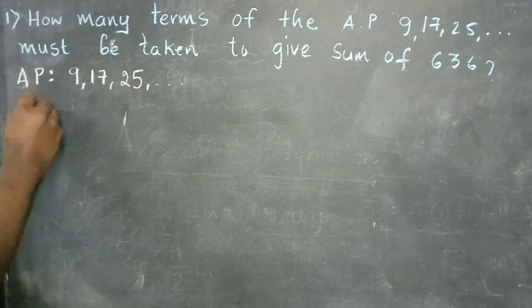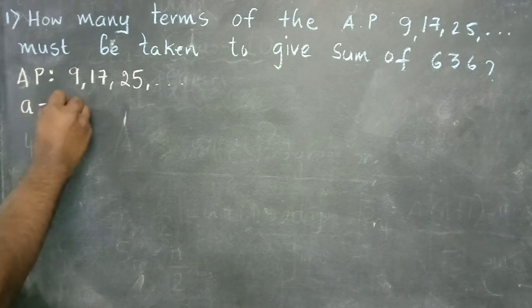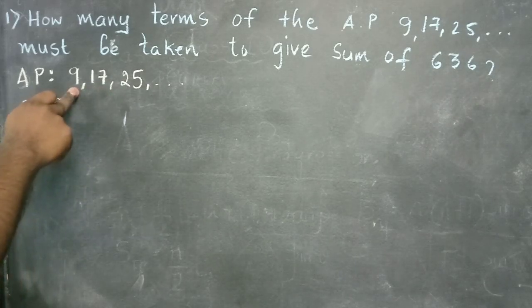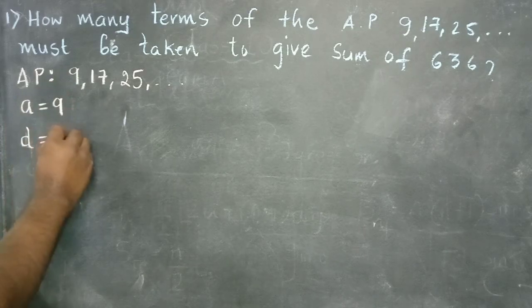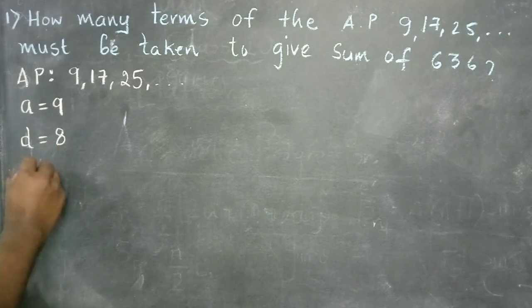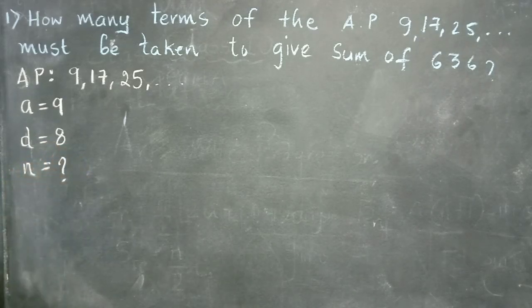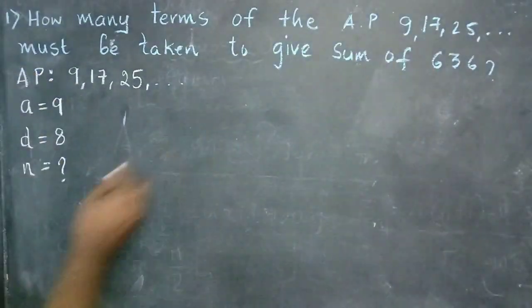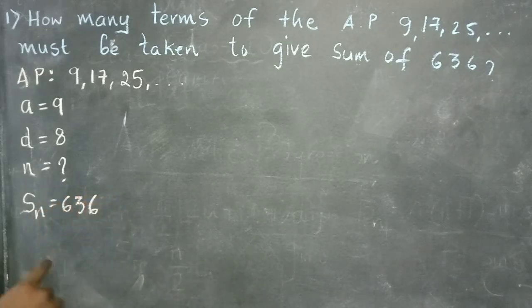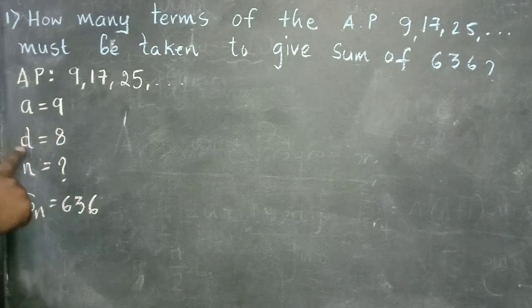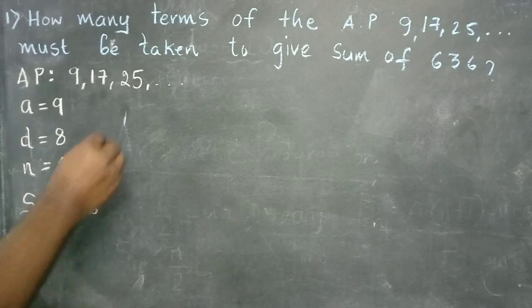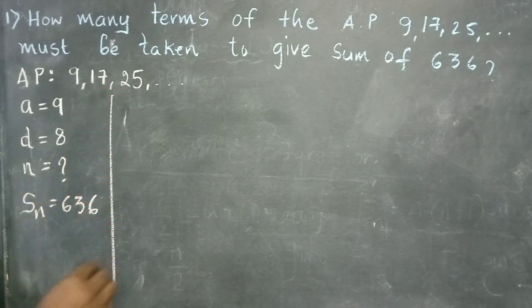Now we will find out the first term a equals 9, then d equals a2 minus a1, that is 17 minus 9 is 8. a equals 9, d equals 8. We should find out the value of n. Then we have the sum Sn equals 636. Now which formula should I use?